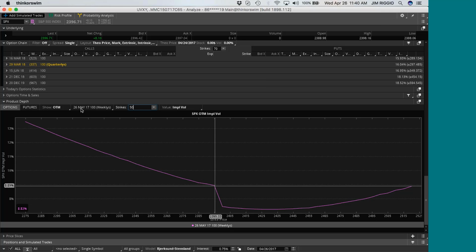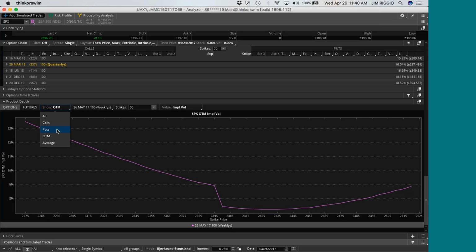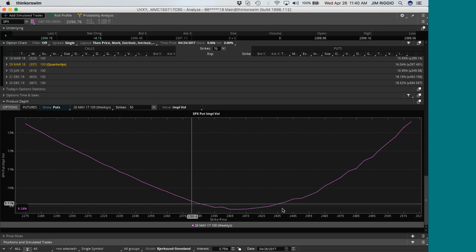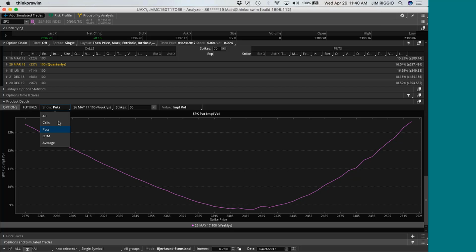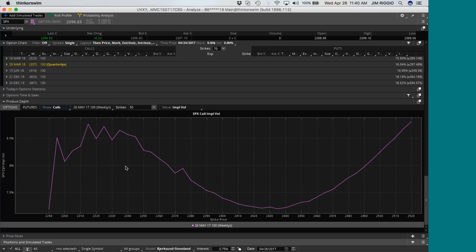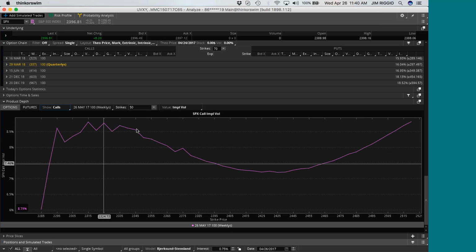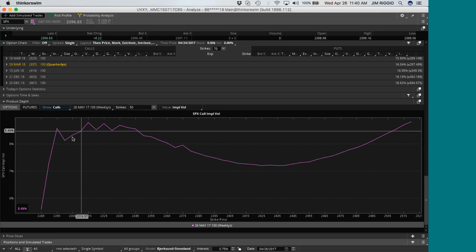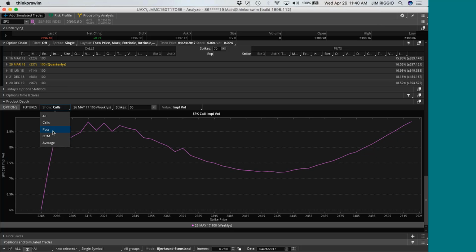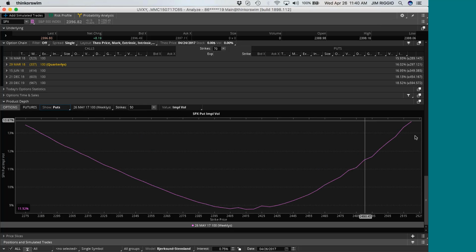If I look at just the puts instead of the out of the money, you can see it doesn't happen there. If I take a look at just the calls, you can see it doesn't happen there. But you can see that there's a lot of noise in this line when I look at the calls very deep in the money. You can also see that if I look at the puts out of the money, this thing goes way up here, and that's not accurate either.